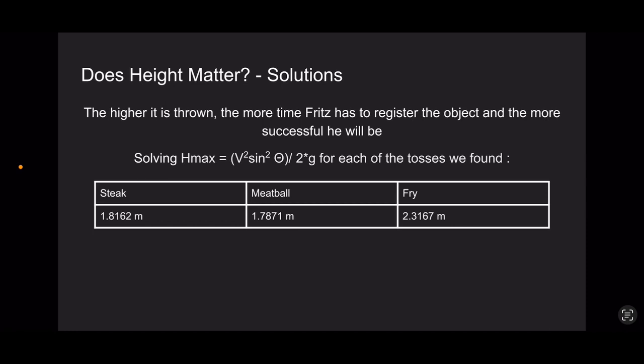From this data, we can conclude that the higher it is thrown, the more time Fritz has to register the object and the more successful he will be. This is shown as the fry reached the highest distance, while the meatball and steak reached approximately the same max height, yet the fry was caught. Overall, height does matter with the success rate of the dog catching an object.